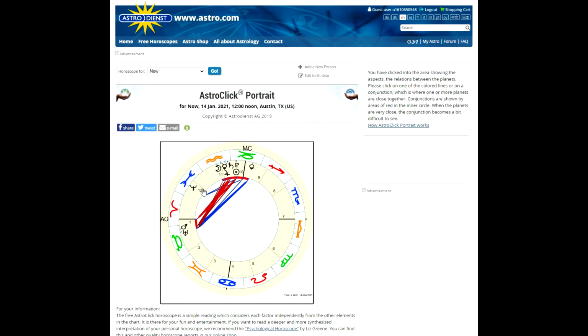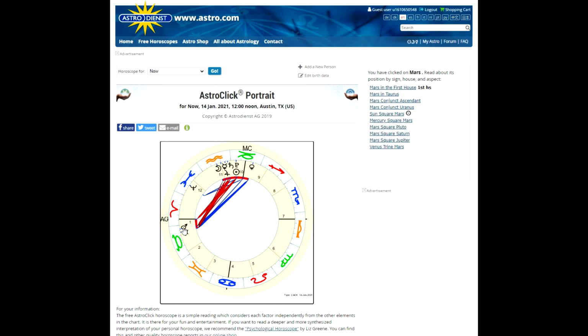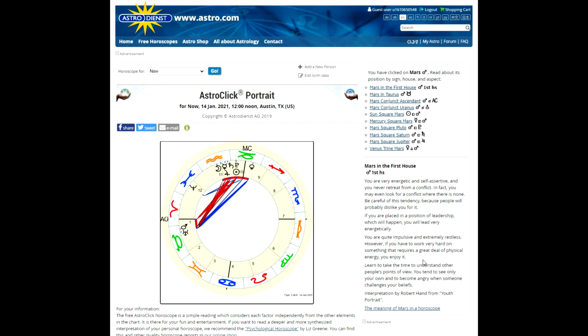But once you do that, you'll be able to access the chart here, and you can click on it. You can click on different areas of the chart to get information about it. So like, let's say you wanted to know, we've kind of picked on this Mars in Taurus. If we click on that here, it'll give us information about it here on the side. And it'll say, okay, Mars is in the first house. And it'll give you a little bit of a snippet of a meaning of how that Mars in the first house might manifest.